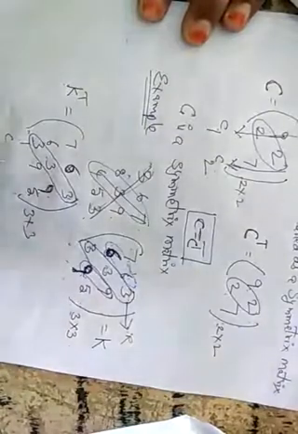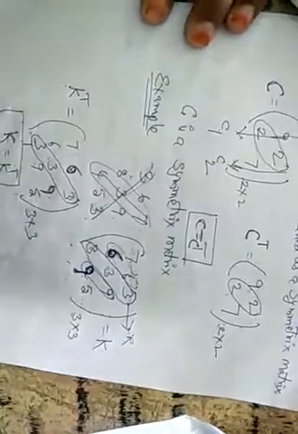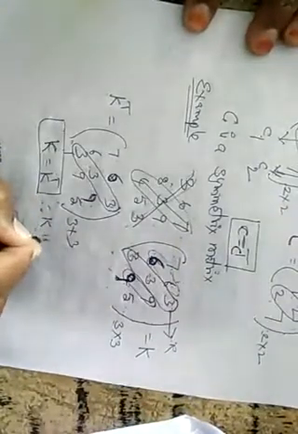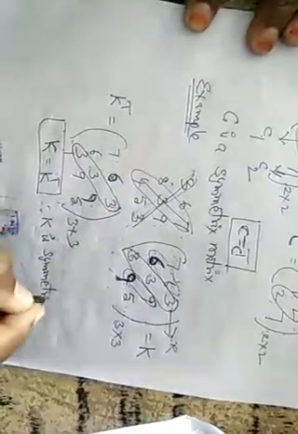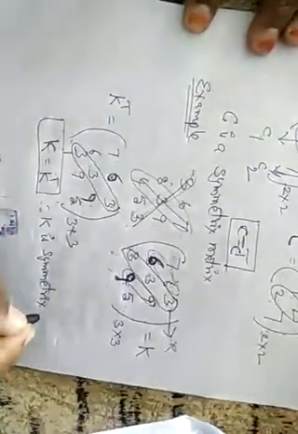Both are equal. Here K is equal to K transpose. Therefore K is a symmetric matrix.